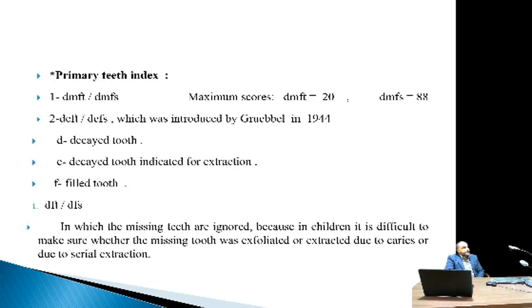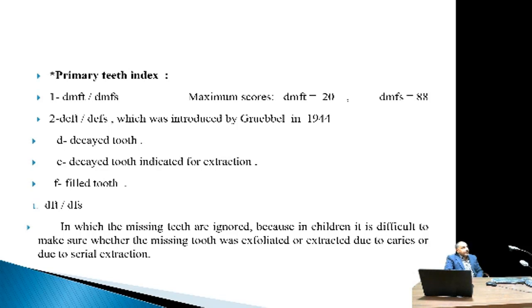البرايمري تيث اندكس عندنا DMFT DMFS المينيمم سكور 0. الماكسيمم سكور اوف DMFT for primary teeth طبعا تميز بالسمول لتر ان برايمري تيث 20. والماكسيمم سكور for DMFS 88. المينيمم سكور للبوث DMFT and DMFS 0.